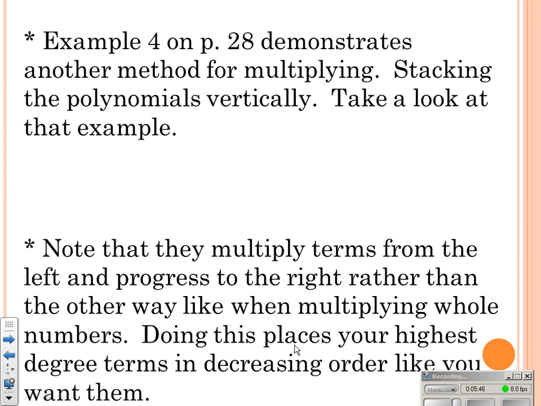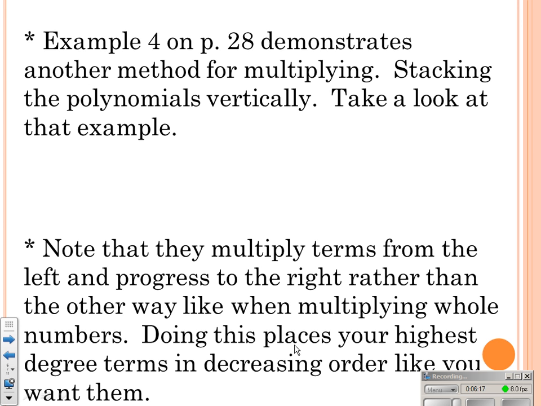Turn to page 28. Page 28 gives us another way to multiply, and it's by vertically stacking the problem, kind of like you do with whole numbers when you're doing a multiplication. And it essentially works in the same way too. It's just a way to organize it to make sure that you do that distribution of each term to each term in the second one, rather than just doing a few of them and missing something.